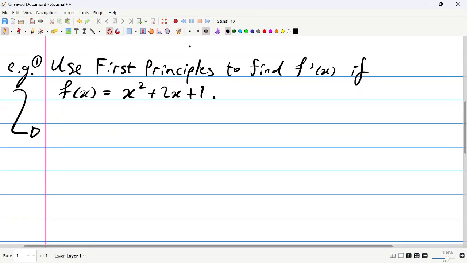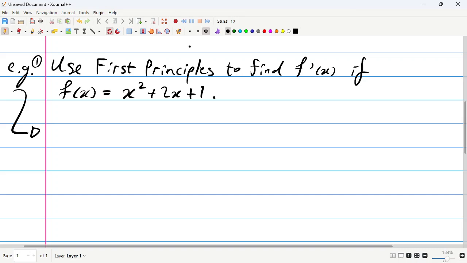Alright, so here's the first question, and this is going to be the only question I'm going to ask, and then I'm going to let you do a question afterwards on your own. You need to use the first principles to find f prime of x if f of x is equal to x squared plus 2x plus 1.